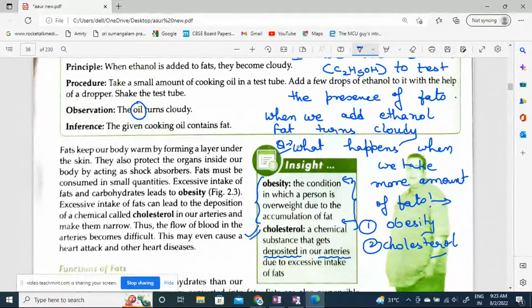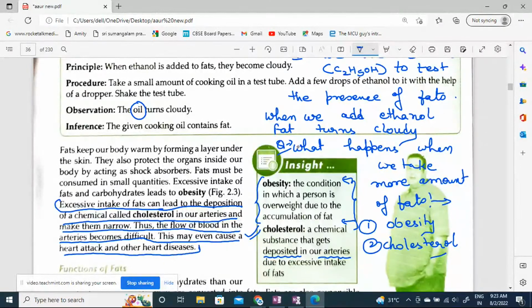Okay, it is given over here. Excessive intake of food leads to the deposition of a chemical called cholesterol in our arteries and makes them narrow, so the flow of blood in the arteries becomes difficult. This may even cause a heart attack or other heart diseases. And the question is this one: what happens when we take an excessive amount of fat? This is the answer.